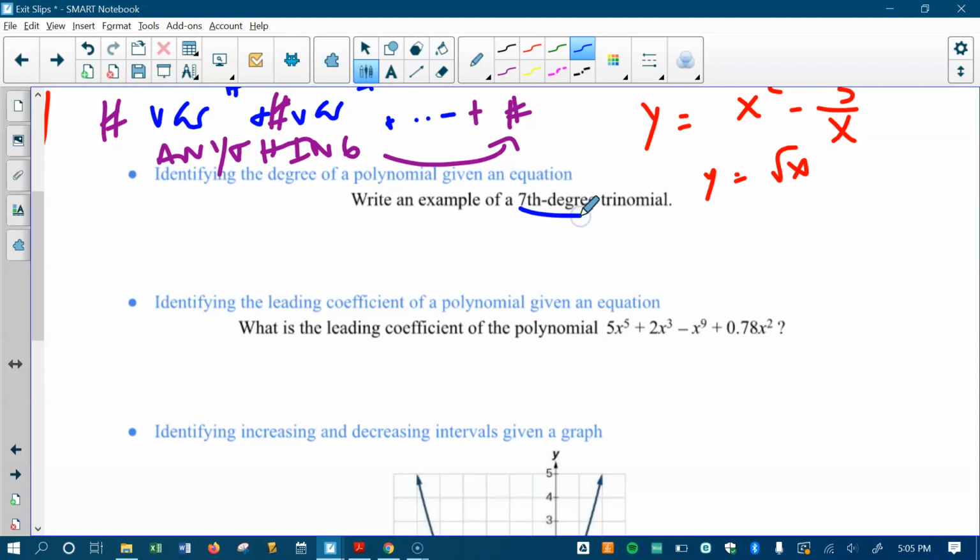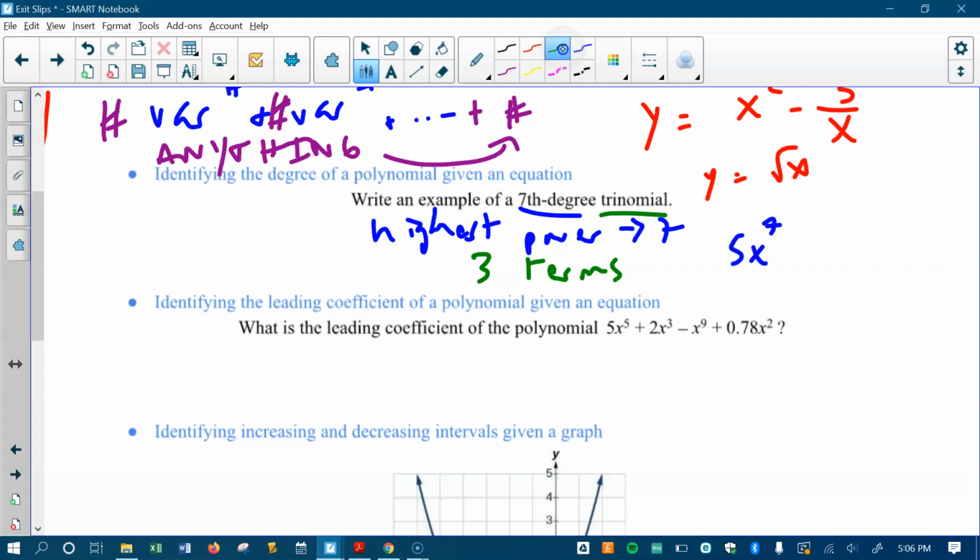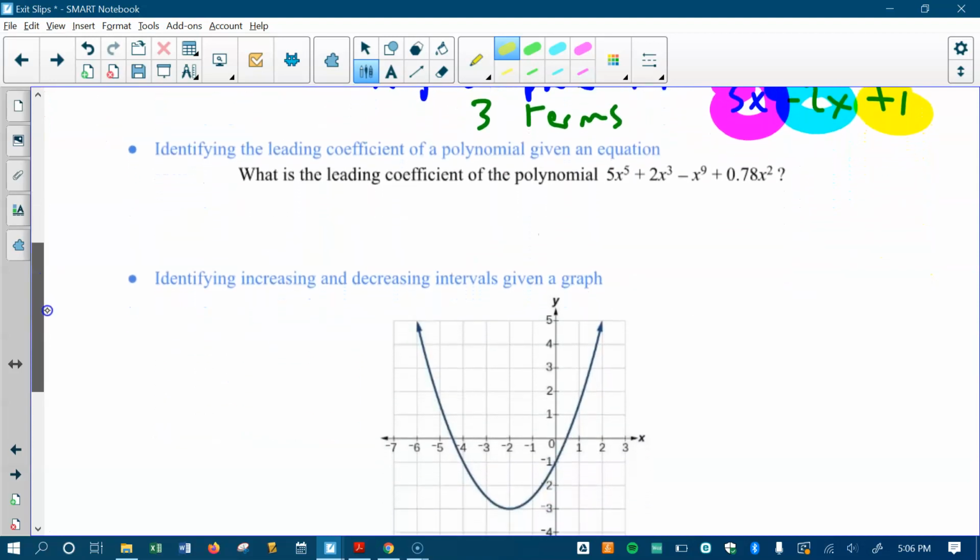Okay. For an example of a 7th degree trinomial, 7th degree means I need the highest power to be 7, and a trinomial means I need 3 terms, or 2 plus signs. So let's get 5x to the 7th, just because I like the number 5. Let's do minus 2x and plus 1. Those are 3 terms: 1, 2, 3. That's it. And again, there are lots of examples there.